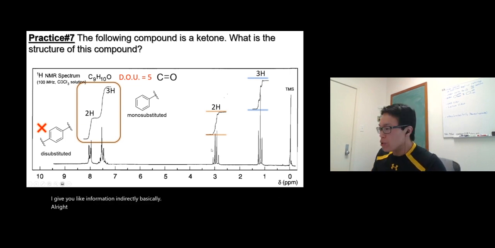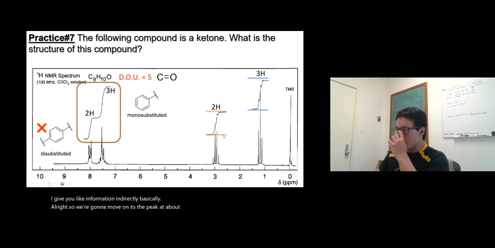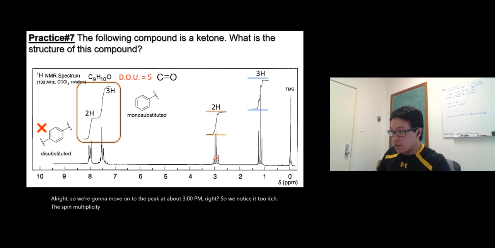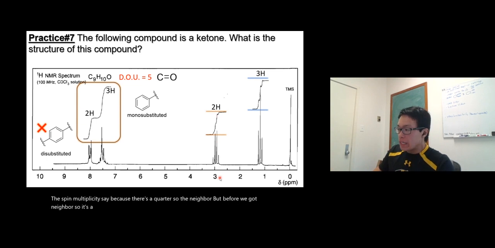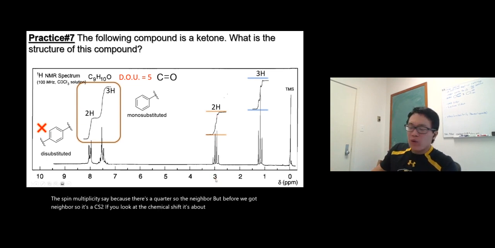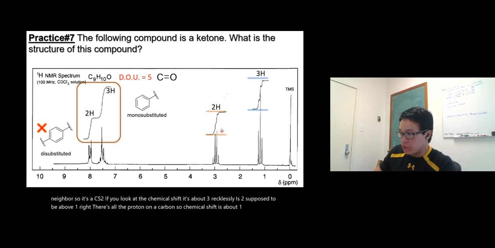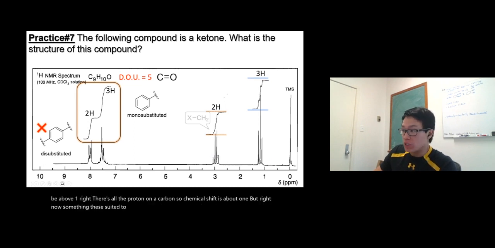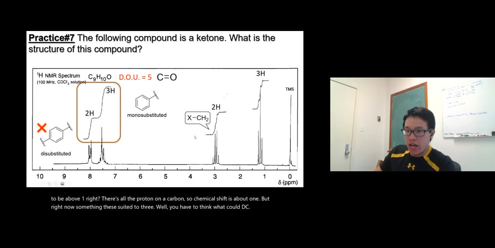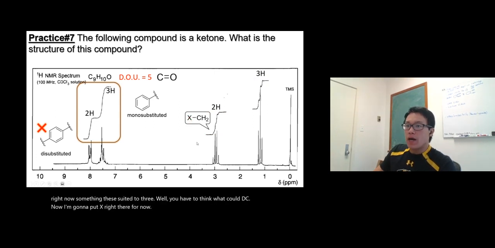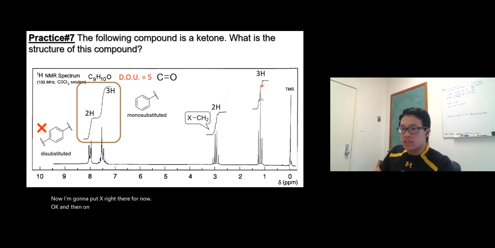All right, so we're going to move on to the peak at about 3 ppm. We know this is 2H. The spin multiplicity says there's a quartet, so that's neighbors. But before we get to the neighbors, this is a CH2. If you look at the chemical shift, it's about 3. A regular CH2 is supposed to be around 1, right? That's for protons on a carbon. But right now, something de-shielded it to 3. Well, you have to think what could de-shield it. Now I'm going to put an X right there for now. Okay, and on the right side, this is 3H, this is a CH3.